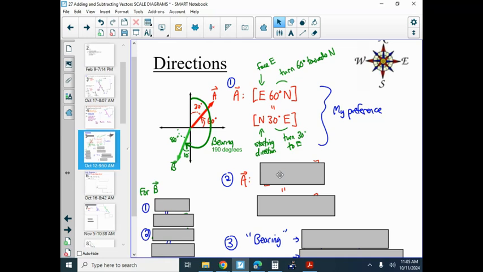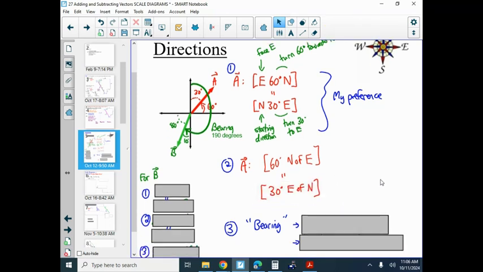Another way to describe this would be this one is 60 degrees north of east. That's a way you might see in a book somewhere, or textbook, or a teacher might use that method. It might be their preference, but certainly it still describes things. You're 60 degrees north of east, or 30 degrees east of north. That could be another way.